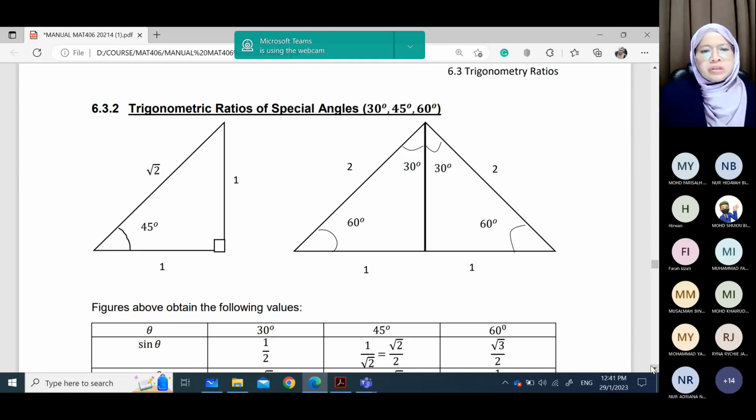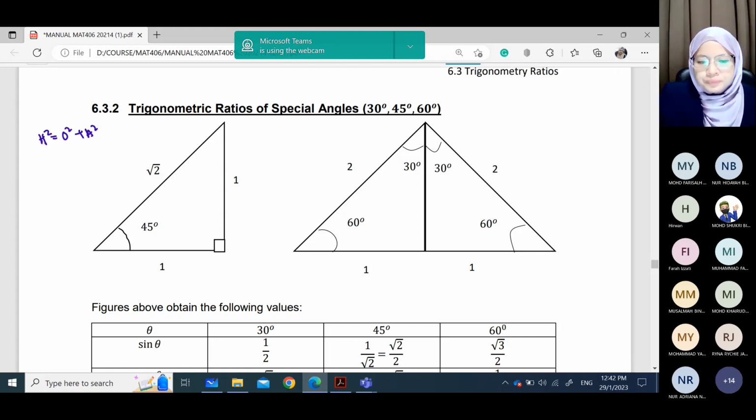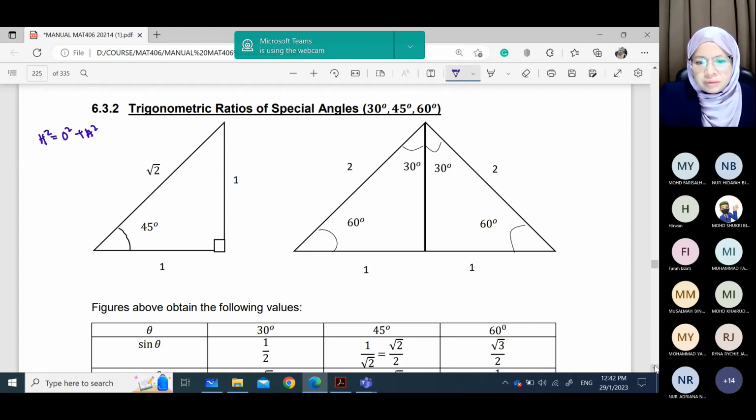Okay, so next trigonometric ratios of special angles. Ini untuk 30 degrees, 45 and 60 degrees. Okay, so 45 degrees, ini dia punya angle kat sini. Okay, so for opposite is 1, adjacent is 1 and the hypotenuse is square root 2. So macam kita tahulah, h squared equals o squared plus a squared. Alright, so based on this kita akan dapat dia punya length untuk setiap side.